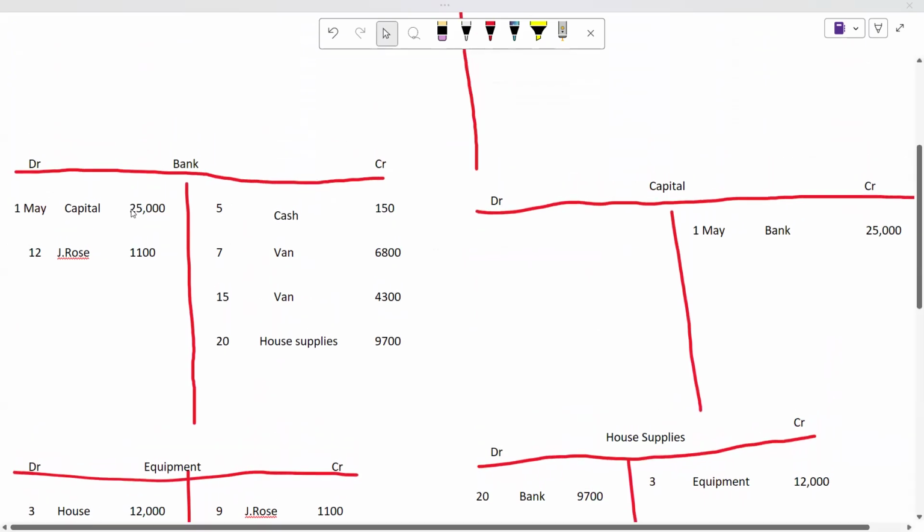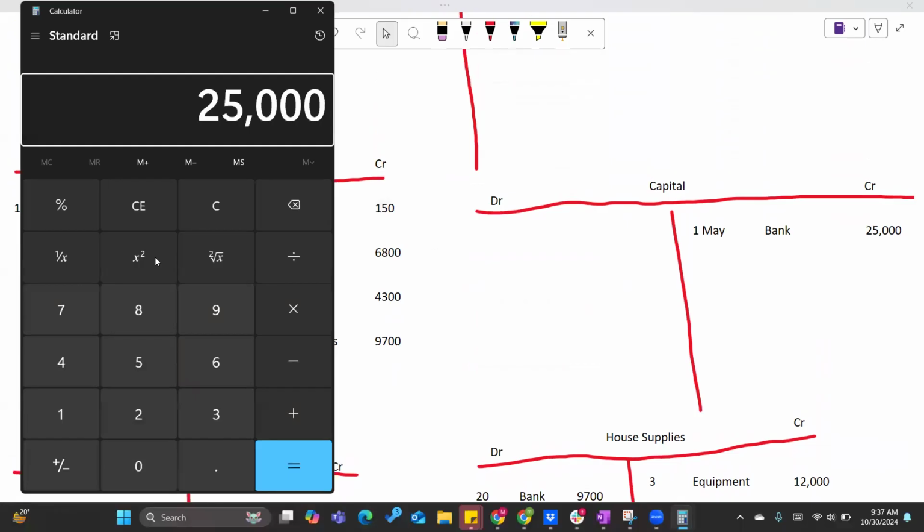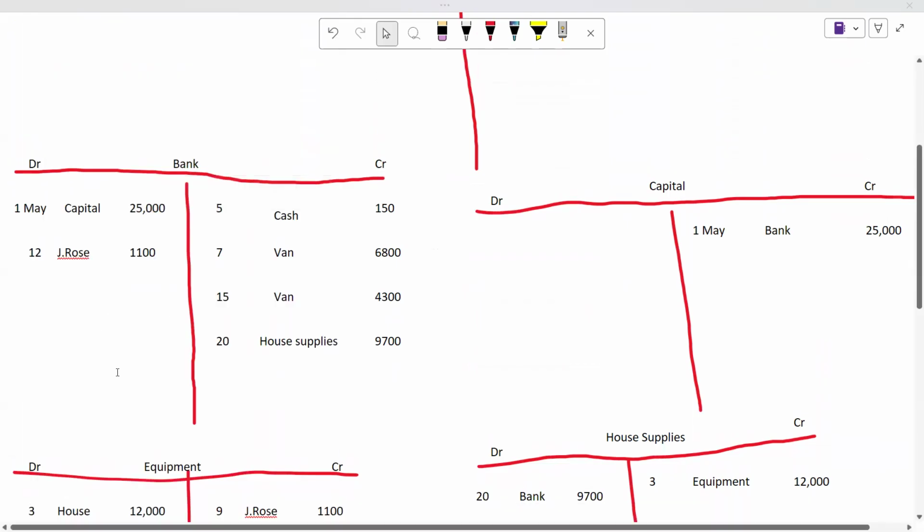I already have a few entries on the debit and the credit side, and the sum of these transactions will be different, right? So the debit side is 25,000 plus 1,100. Let's calculate it quickly. It's going to give me 26,100, right? So I'm going to write 26,100 down here, which is the total of the debit side.